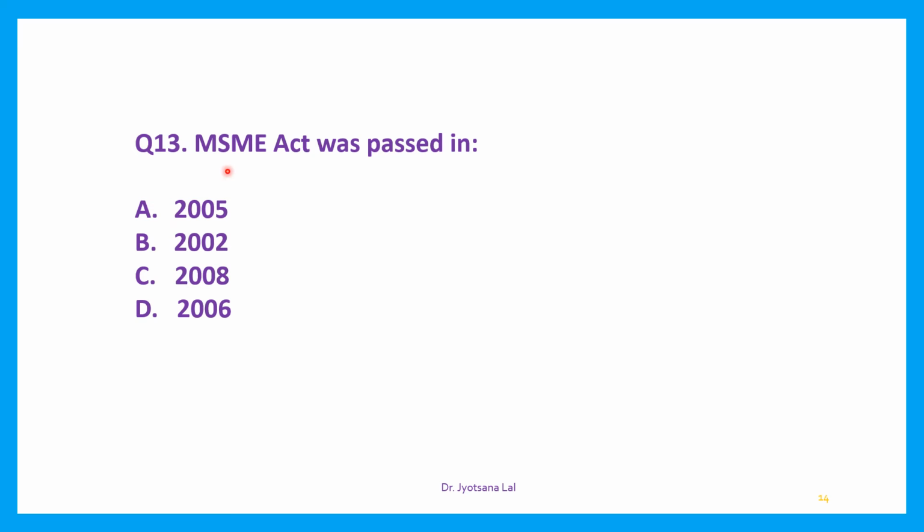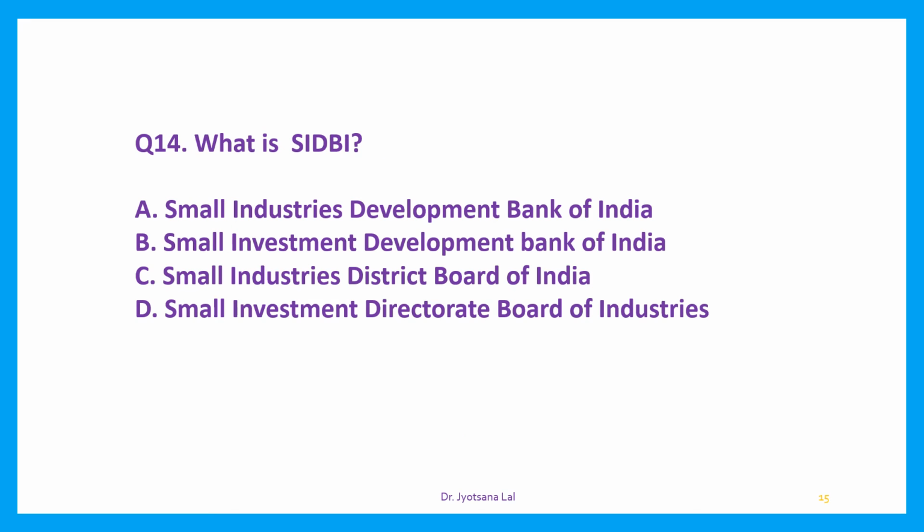Question number 13. MSME Act was passed in which year? We have already seen the full form of MSME, micro, small and medium enterprises. It denotes a small scale sector in the country. So this act was passed in 2005. So the correct answer is A.